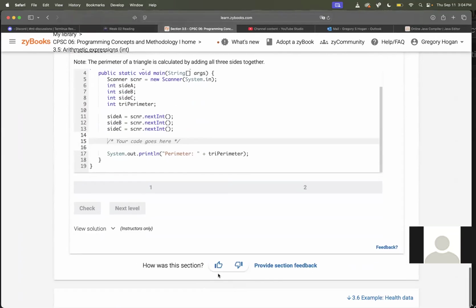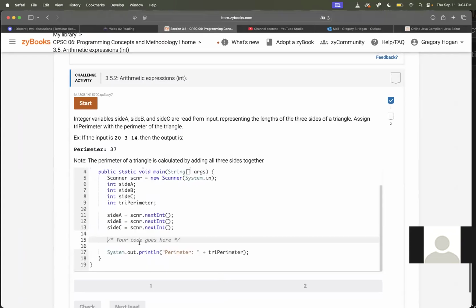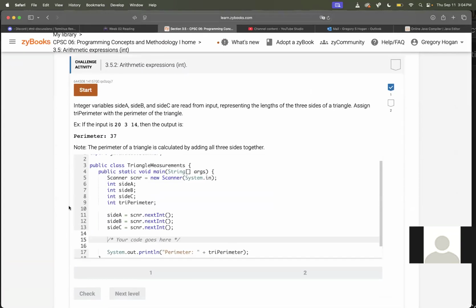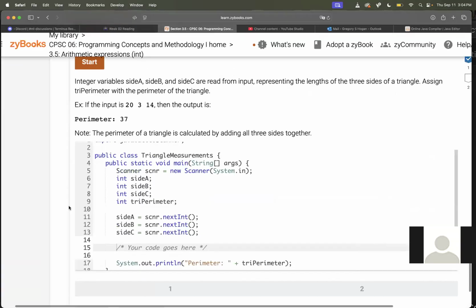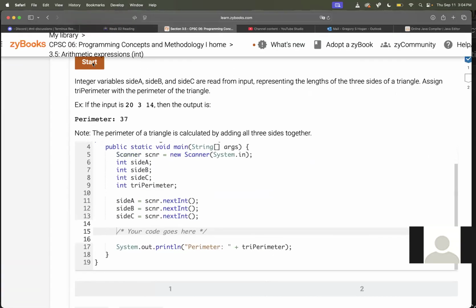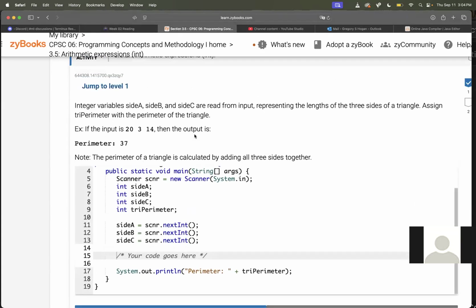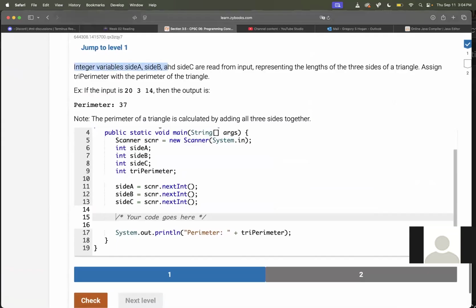Let's do this last one, and then we're going to be done. So again, keep track of what you have to do and what they've done for you when you're doing these. So I click start. Integer, side A, side B, side C are read from input. Are they? Yeah, right here, right? 11, 12, and 13 are going to do what that says. Then it says representing the lengths of sides of the triangle. Okay. What we have to do is this.